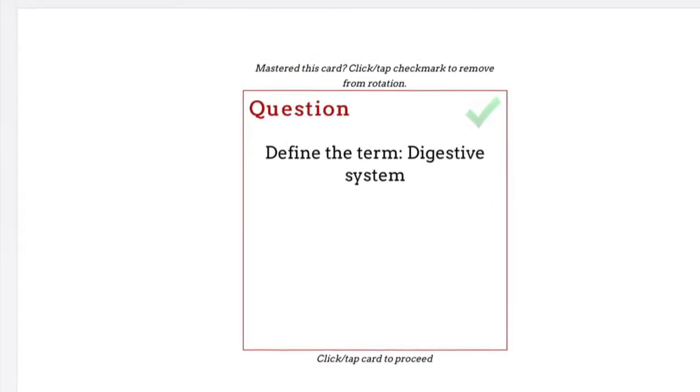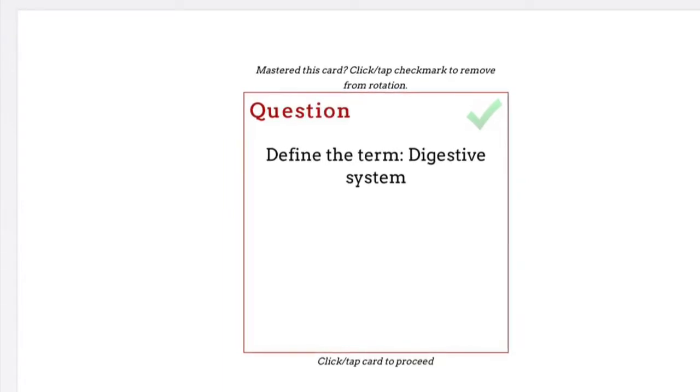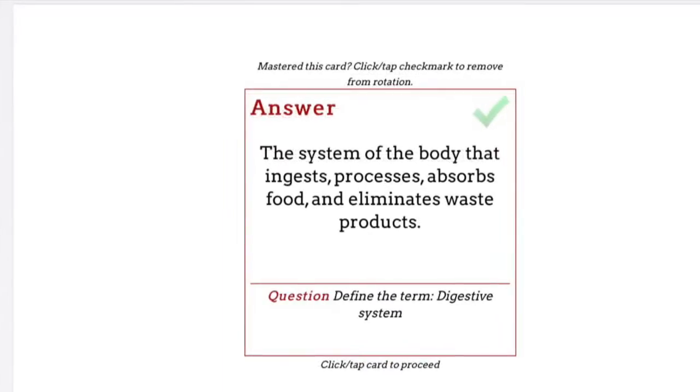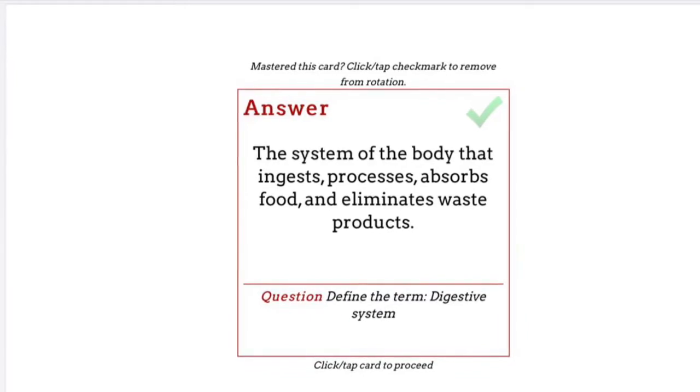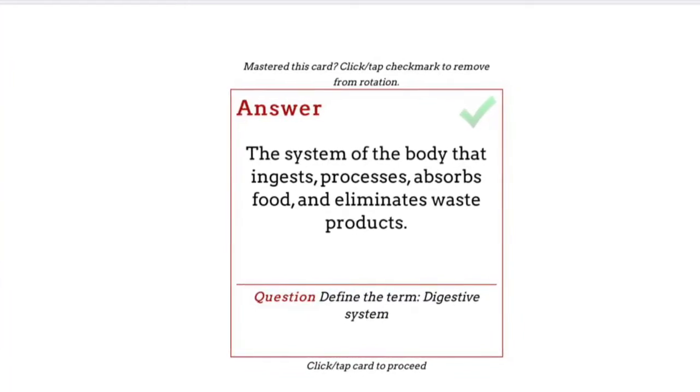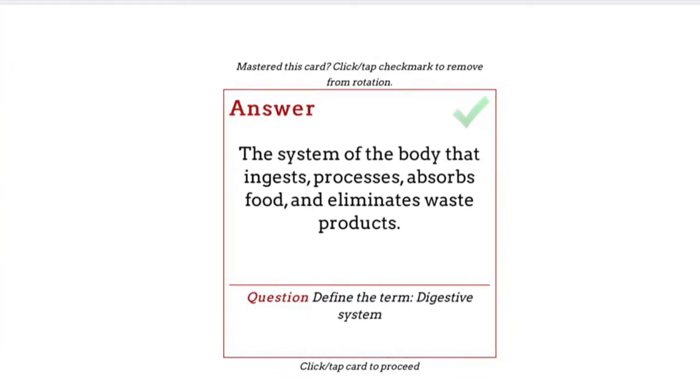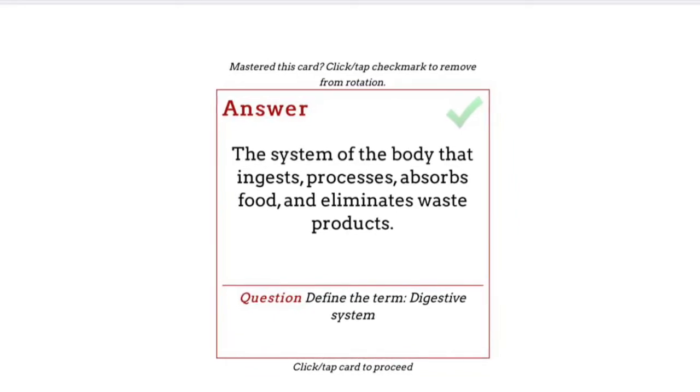If you're unsure, when you click on it, the card will flip and you'll see the opposite side. So now you have the answer: the system of the body that ingests, processes, absorbs food, and eliminates waste products.